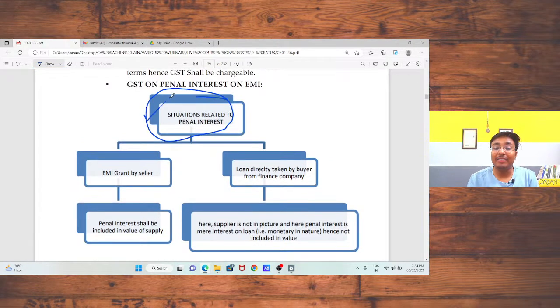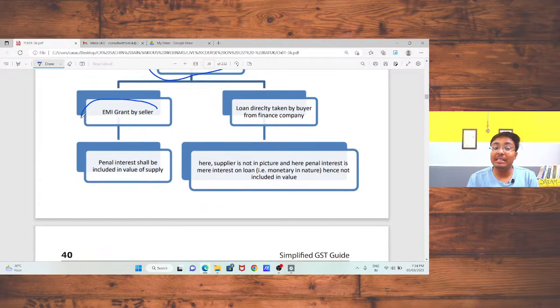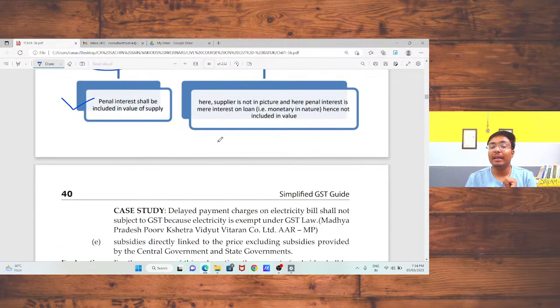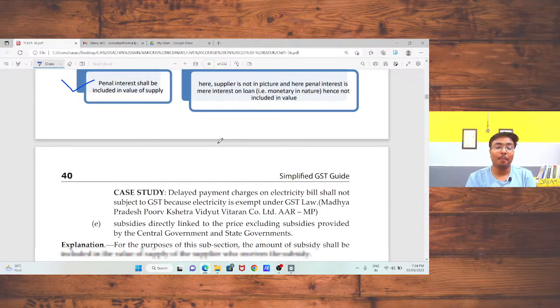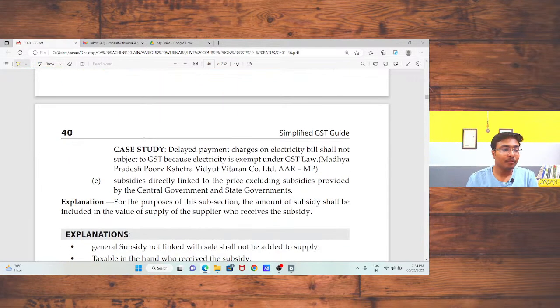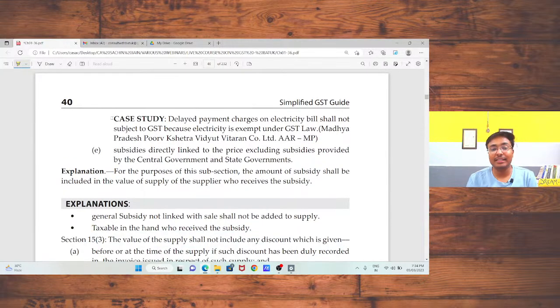Situation related to penal interest. EMI granted by seller: penal interest shall be included in the value of supply. GST should be charged on that penal interest. Loan directly taken by the buyer from the finance company: here, the supplier is not in the picture, hence penal interest is mere interest on a loan that is monetary in nature, hence not included in the value. Okay, is that clear? Next case study.